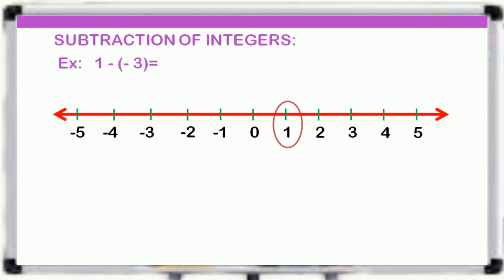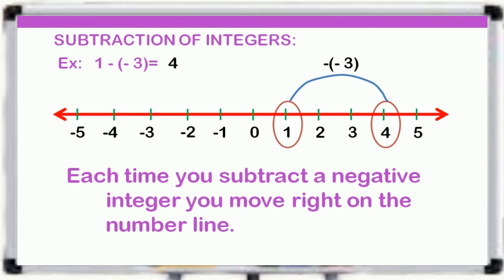That means we have to move right side on the number line. We have to move 3 numbers right side. So here we get 4. 1 minus of minus 3 is equal to 4. Every time you subtract a negative integer, you move right on the number line.